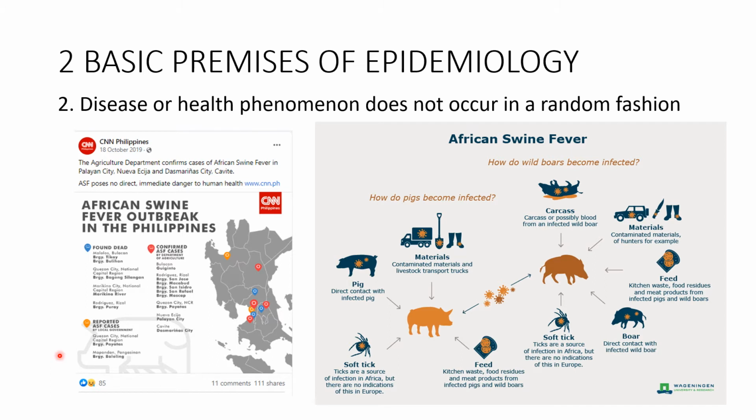Now, another example, very popular, is the African swine fever outbreak that occurred in the Philippines. Take note, this is a snippet from CNN Philippines. ASF occurred in the country in mid-2019, if I remember it correctly. Then it spread like wildfire throughout Luzon. Then it found its way to Mindanao through the Davao region and spread throughout the different parts that were infected.